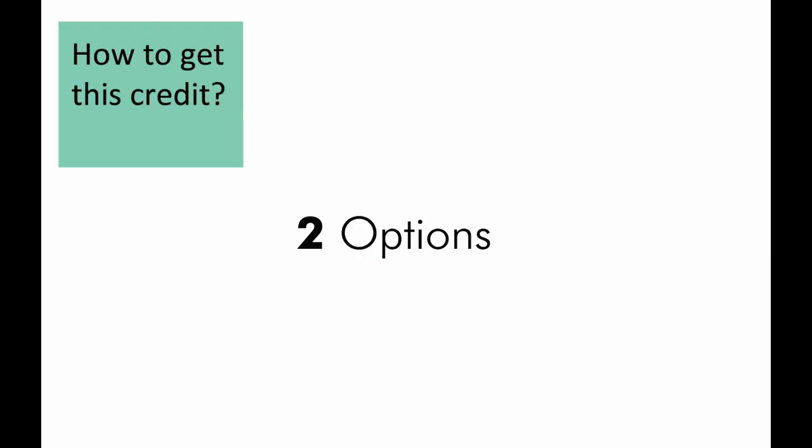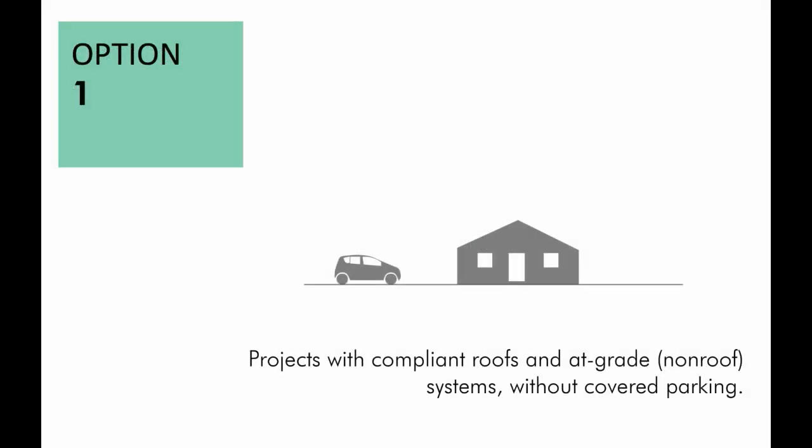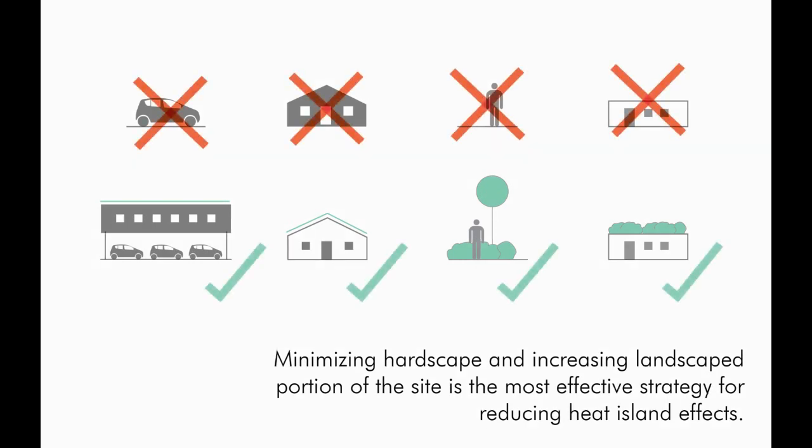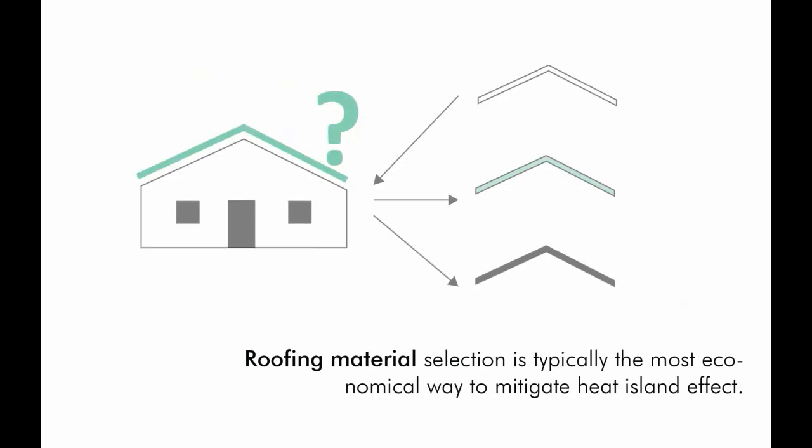For achieving this credit, there are two options. Option 1 is for projects with compliant roofs and upgrade systems without covered parking. It should be mentioned that minimizing hardscape and increasing landscape portion of the site is the most effective strategy for reducing heat island effects. Roofing material selection is typically the most economical way to mitigate heat island effect.